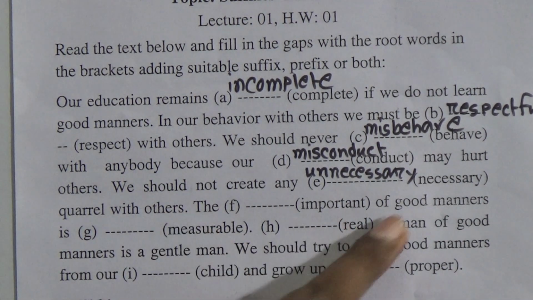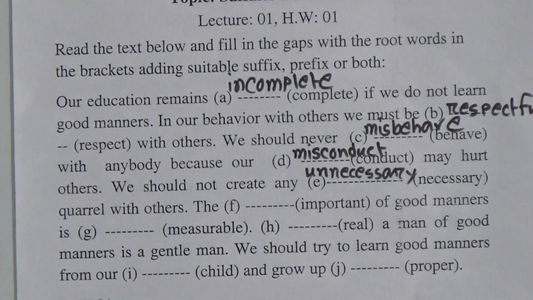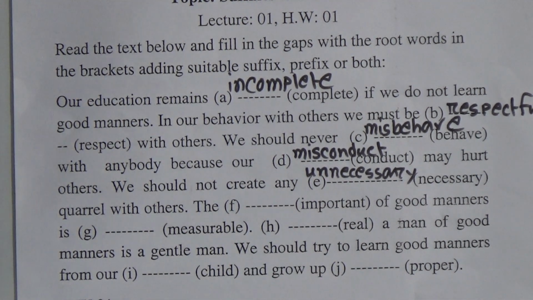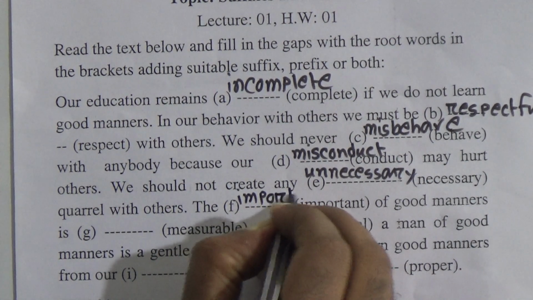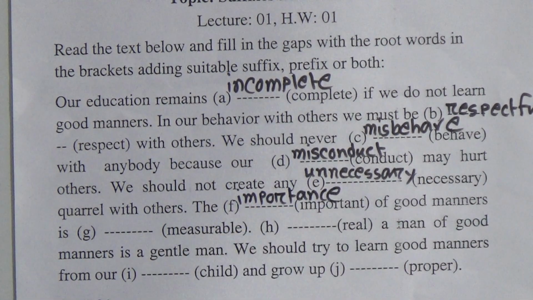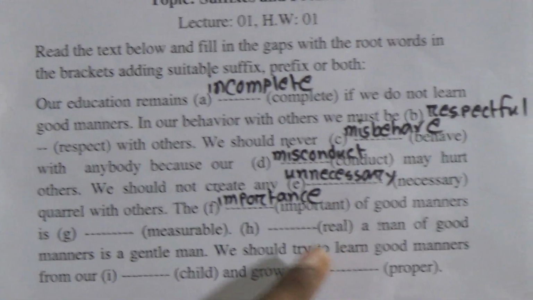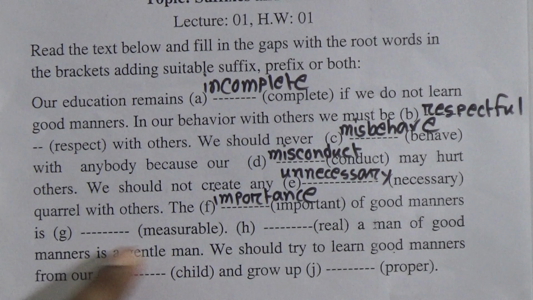Next, the dash of good manners is dash. So look here. The dash of good manners is. So dear students, one thing: after the article the, we will use the noun form of the word. If there is a single word, we will use the noun form of this word. Important is an adjective. What will be the noun of this word? It will be importance. Follow me. Importance, T-A-N-C-E. So mind it, whenever letters like A and C are added at the end of a word, it will be a noun form. It is the importance of good manners is dash.